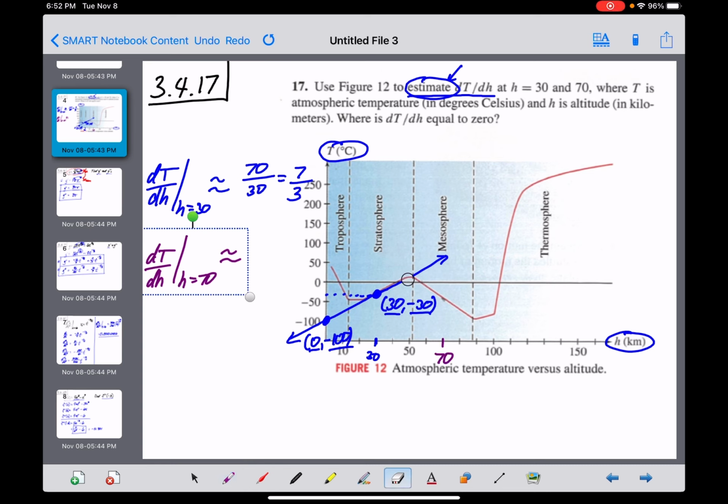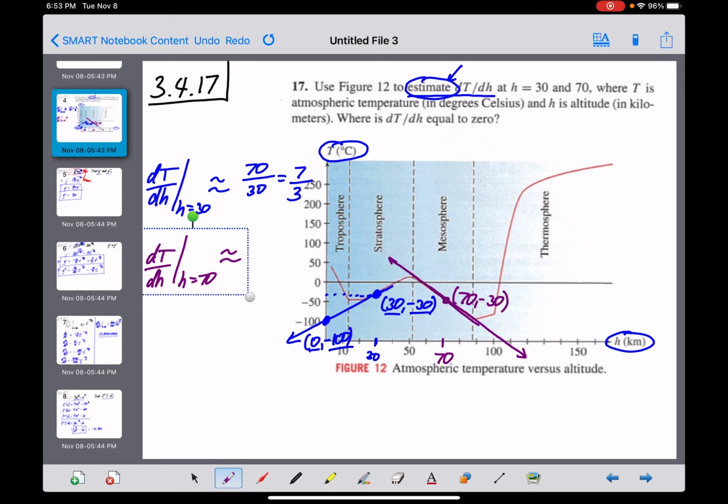All right, I'm going to erase some of that tangent line that I came up with, and when h is 70, it looks like we have a point of tangency maybe right about here. Now our tangent line is going to look something like this. Boy, it really looks to me like that's just the opposite of the slope that we came up with. I'm going to say that this point right here looks like it could very well be 70, and I think we're at maybe the same y-coordinate as before, negative 30.